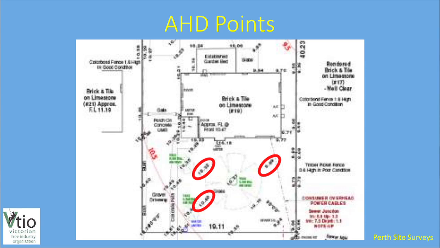So on our plan, we may have the AHD points. This is the Australian Height Datum points, and they'll be dotted around the place. And so again, if I don't have my lines, or if the property's too small and the gradient changes too low for the gradient lines to be significant, I'm going to be looking for my AHD points.